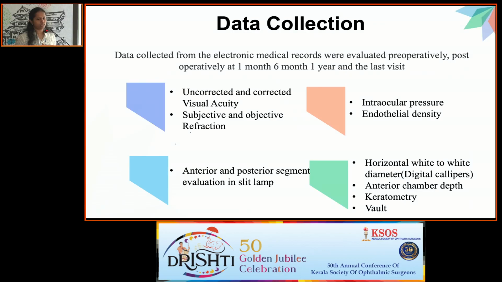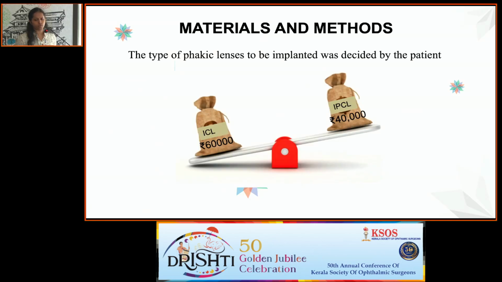The data were collected from the EMR preoperatively, and then at 1 month, 6 months, and 1 year, and the last visit. The uncorrected and corrected visual acuities, the subjective and objective refraction, the slit lamp evaluation, the intraocular pressure, and endothelial density were calculated at each visit. Additionally, horizontal white-to-white diameter was measured with digital calipers, and anterior chamber depth and keratometry from the IOL Master, collected preoperatively, and the vault was calculated postoperatively.